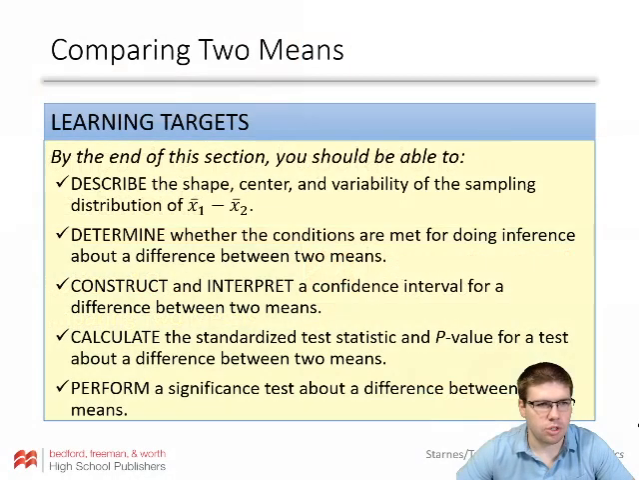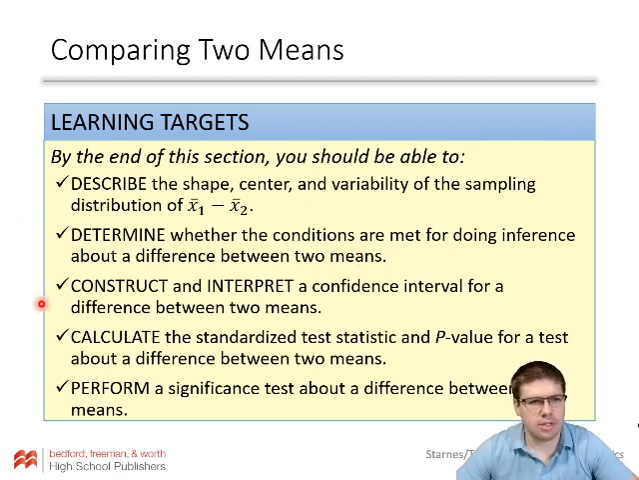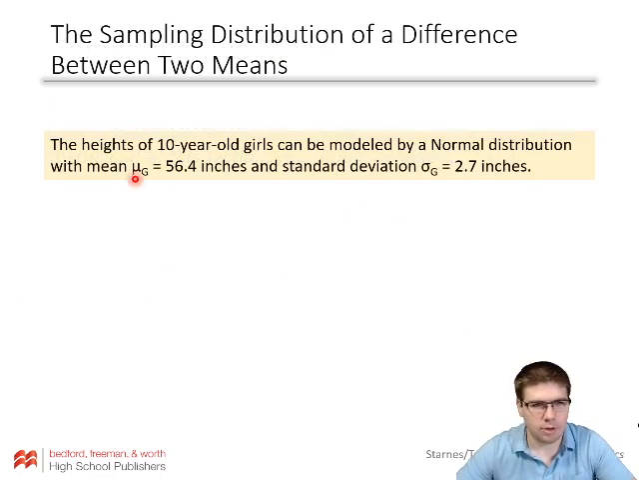By the end of this section, you should be able to describe the shape, center, and variability of the sampling distribution of x bar 1 minus x bar 2, determine whether the conditions are met for doing inference about the difference between two means, construct and interpret a confidence interval for the difference between two means, calculate the standardized test statistic and p-value for a test about a difference between two means, and perform the full significance test about a difference between two means. So a lot of stuff that you knew probably was coming, hopefully.